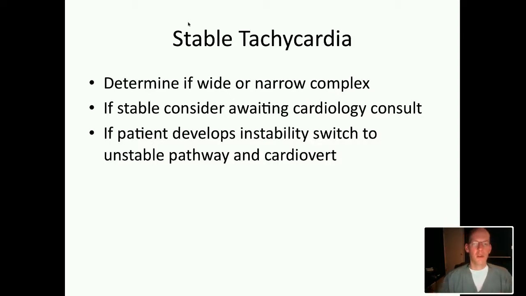One other thing to note about treatment: once you decide if they're stable or unstable, you then need to decide whether it's a wide or narrow complex. So no matter what, if they're unstable, wide or narrow, you're going to cardiovert. Unstable is always immediate cardioversion. But if they're stable, then you need to decide, is it narrow or wide, because that's going to change how you proceed down your treatment algorithm.